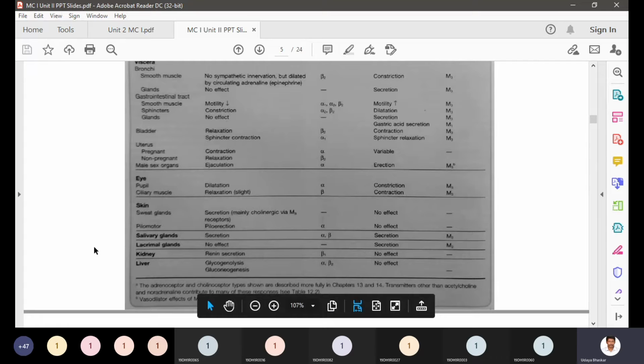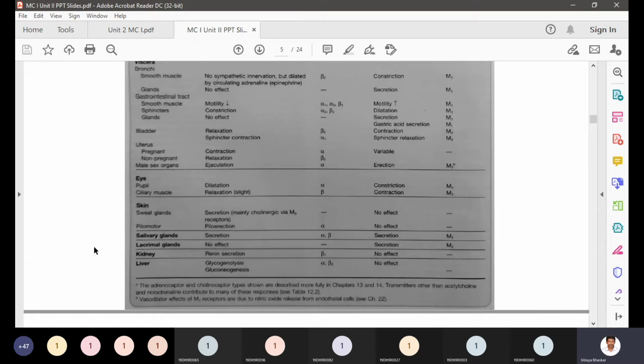In the eye pupil, adrenaline will cause dilatation through alpha receptor. In the cholinergic system, acetylcholine will induce constriction through M3 receptor. Ciliary muscle, relaxation through beta receptor in case of adrenaline, and contraction of ciliary muscle in case of the cholinergic nervous system through M3 receptor. In skin, you have sweat glands and pilomotor. Through sweat glands, secretion is induced, but there is no particular receptor. And there is no effect of the cholinergic nervous system on sweat glands and pilomotor of the skin.